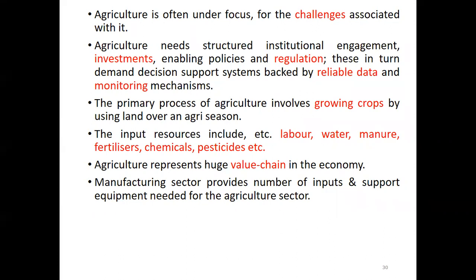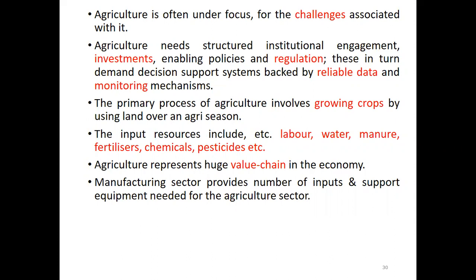Agriculture represents a huge value chain in the economy. Value chain means what? Before manufacturing, certain activities are there, and once we have prepared the food grains or any final product, then also there are some value chain activities. Value chain activities means the activities before and after, pre-harvesting or post-harvesting activities. These are called value chain activities.